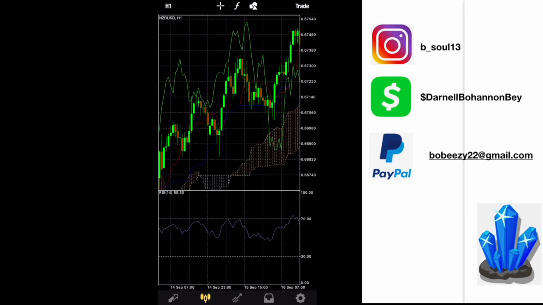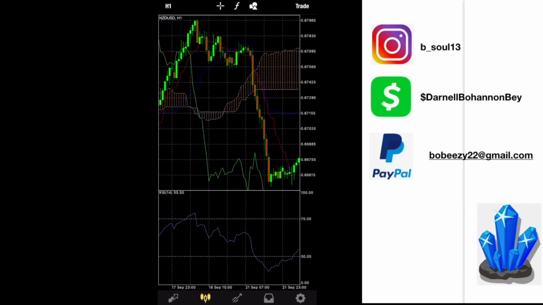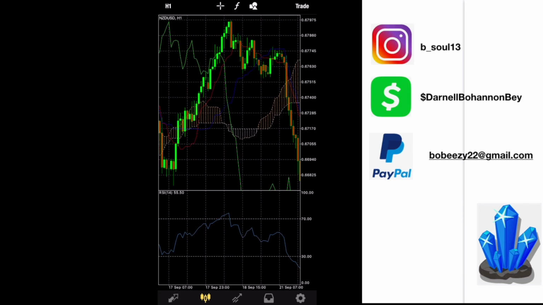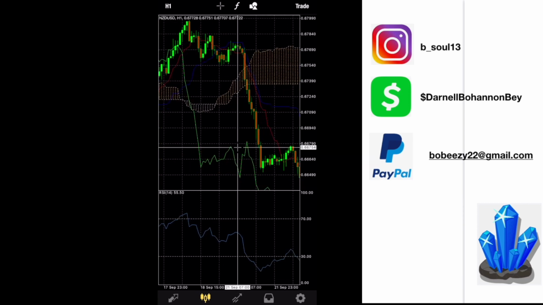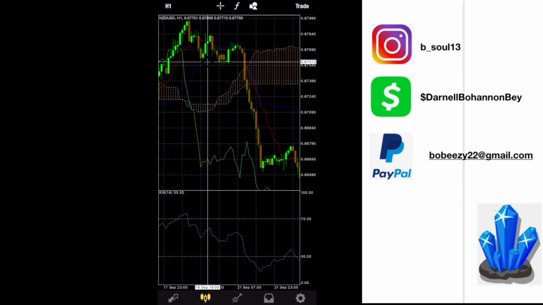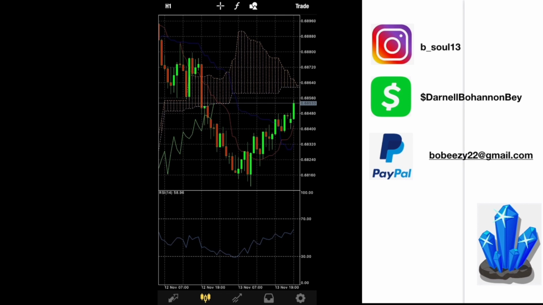All right, so boom. I showed y'all how to set up the Ichimoku cloud. I showed y'all how to find entries. Now, let's see what our trade did. So we hopped in when the red and blue crossed. So boom, now look at it.